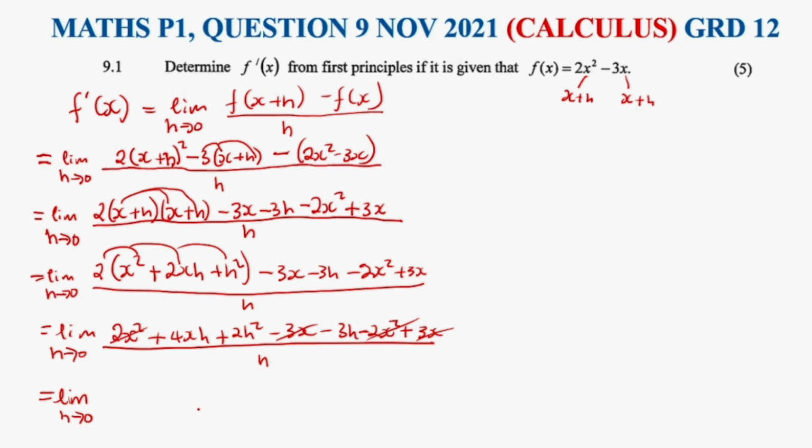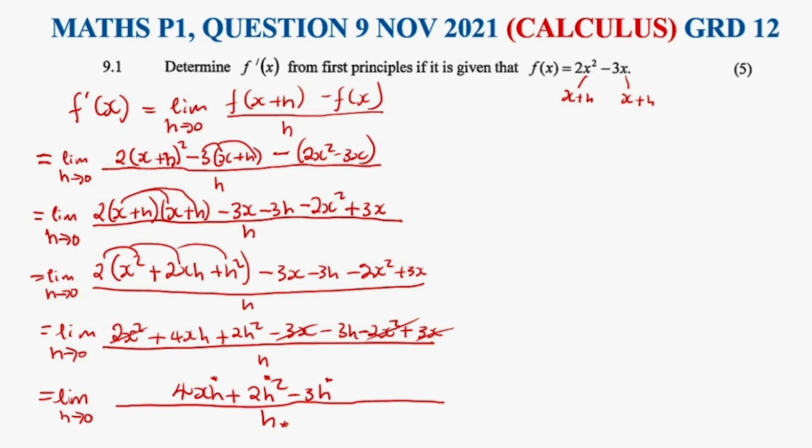Be careful with the negative signs, guys. Please keep focus, keep an eye on what you're doing so that you avoid making careless mistakes. What am I left with? We're left with 4xh plus 2h squared minus 3h. I see I've got h there, we also have h squared here, we also have h here.